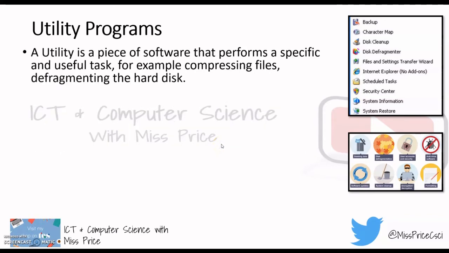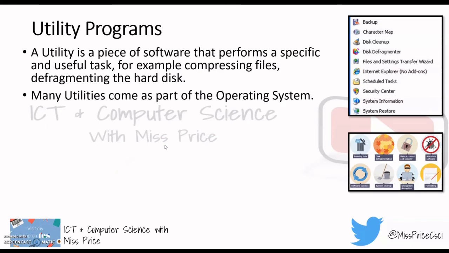So a utility program basically is just a piece of software, okay? And it does one specific thing, and it does that one specific thing very well, okay? Such as compressing your files and defragmenting your hard drive, because obviously there's lots and lots on your hard drive, okay? Your operating system's on your hard drive. All the files that you save go onto your hard drive. So now and again you've got fragments of files that simply need to be removed and free up some space.